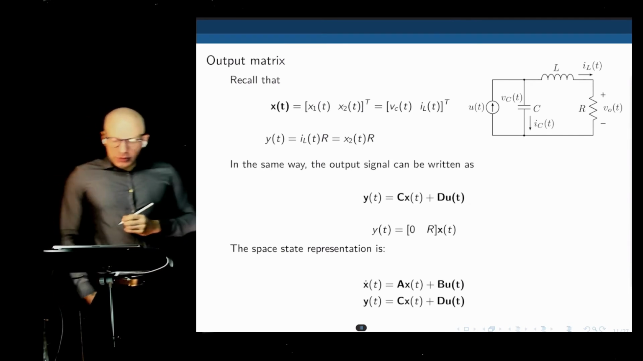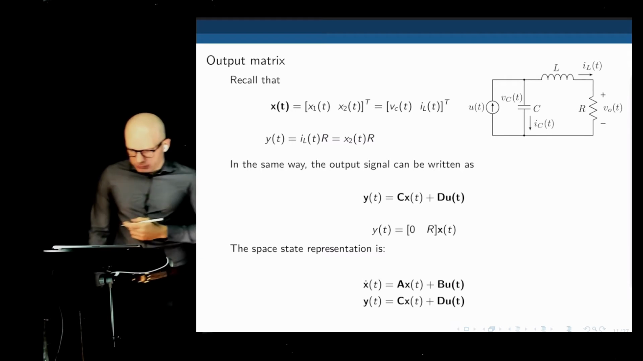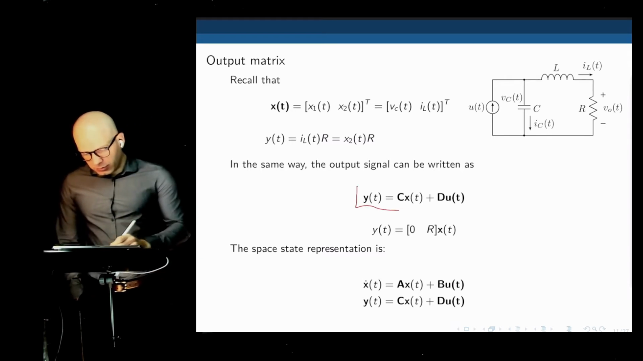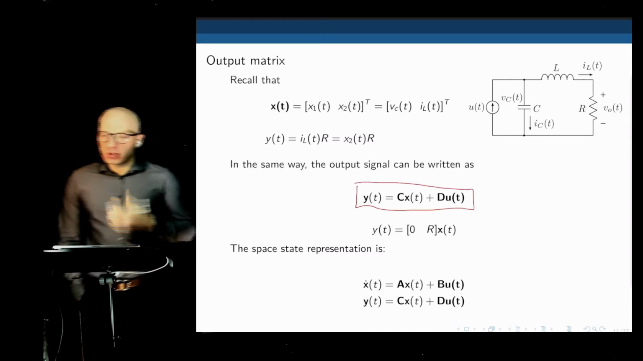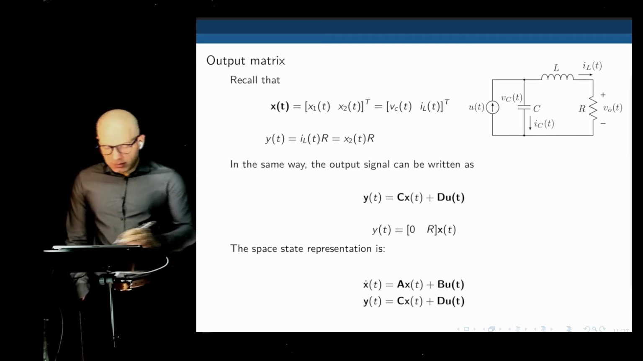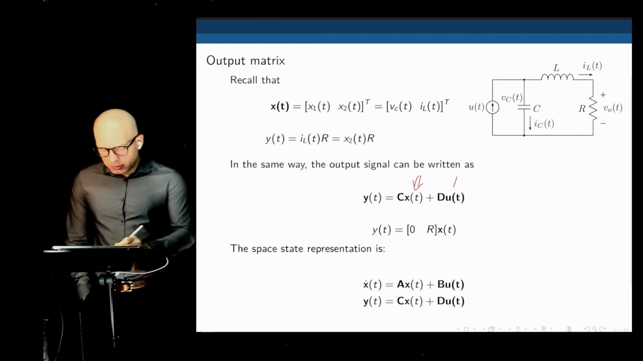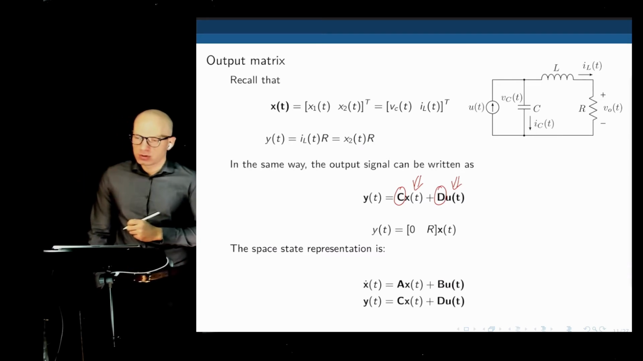So now we want to write a second equation, as this second equation is related to the output. And this is the format for the second equation. y of t is our output, it will always be the output. And we say that the output depends on the current states, depends on the input, and is weighted with two matrices, C and D.